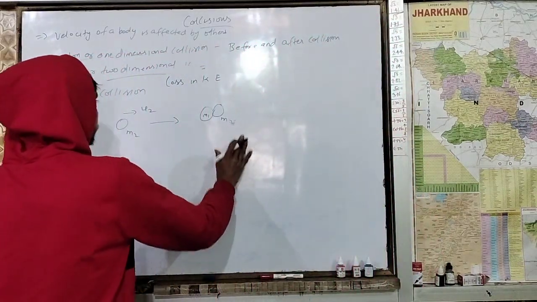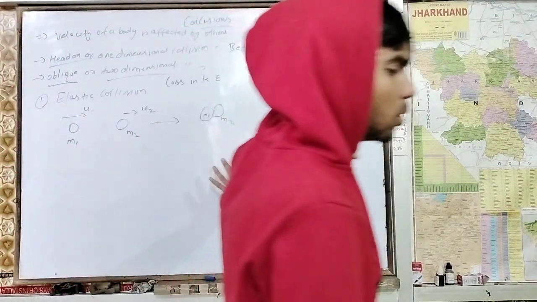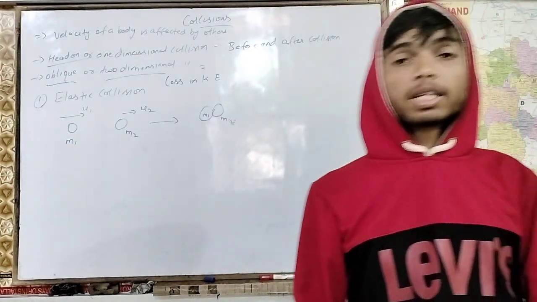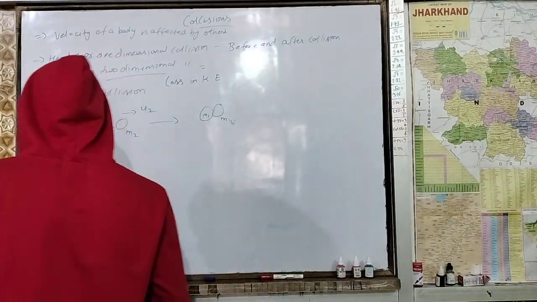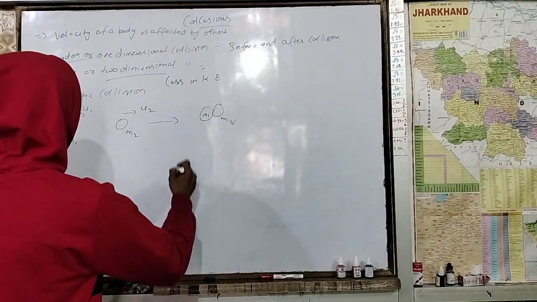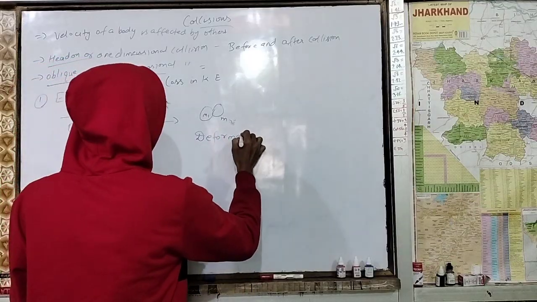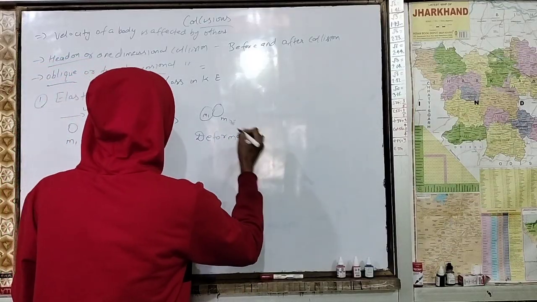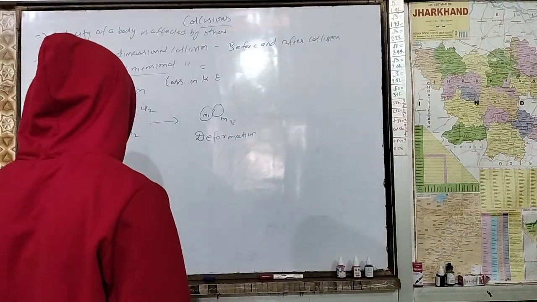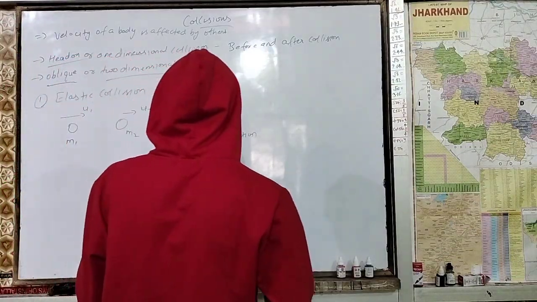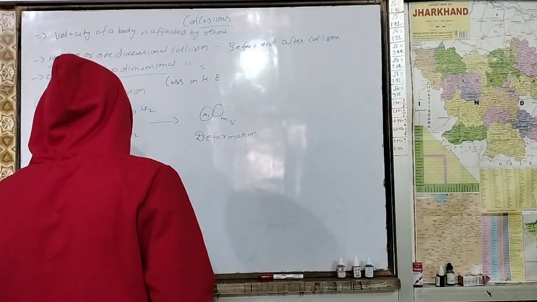Now both objects will move with the same velocity because both are stuck together. This is known as deformation, where after collision they stick and move with the same velocity. Deformation is completely over. Perfectly elastic collision.